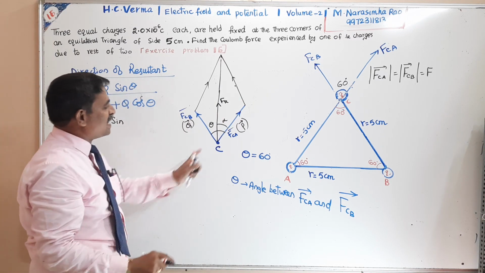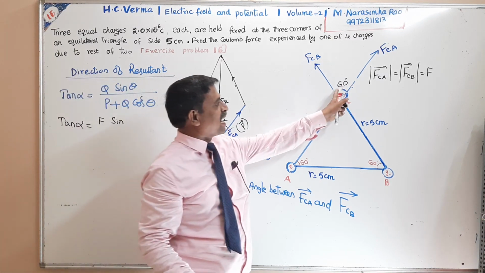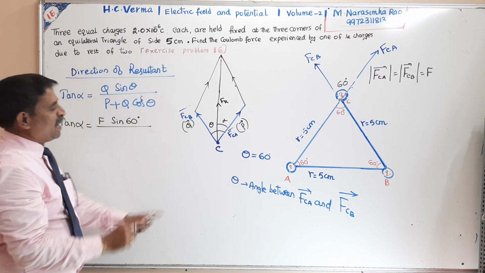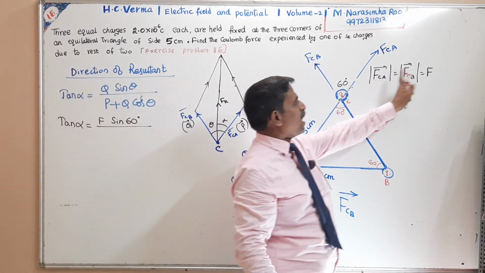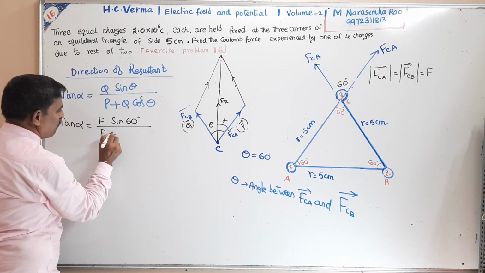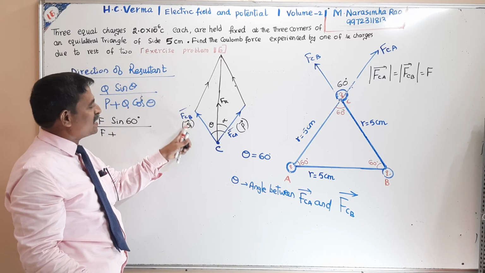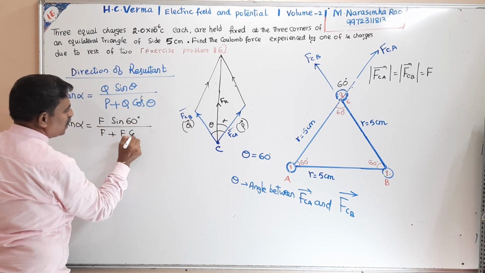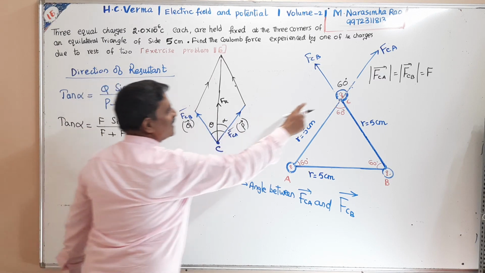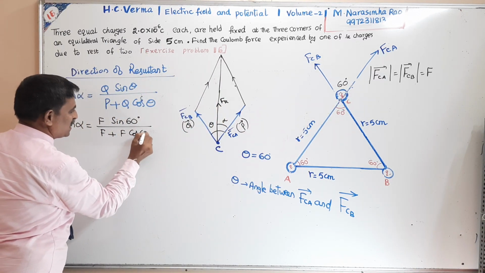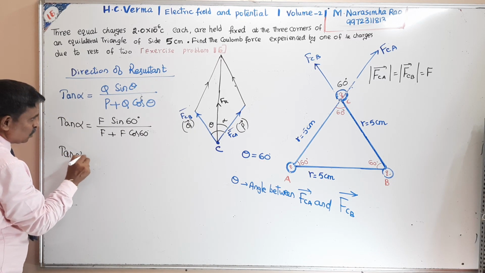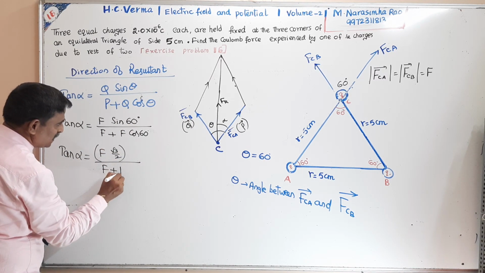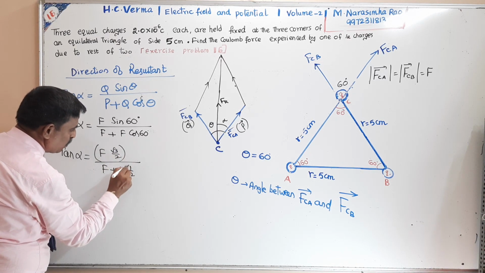Sine theta, where theta is the angle between the two forces, nothing but 60 degrees. P means the first force FCA, which is F. Q means the second force FCB, which is F. So tan alpha is equal to F sine 60, root 3 by 2, divided by F plus F cos 60, 1 by 2.